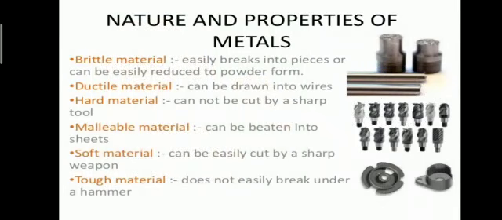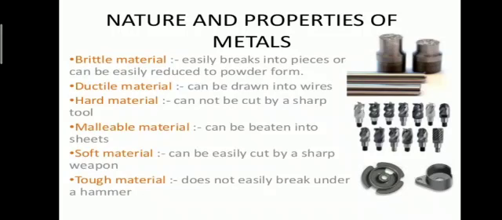Again, nature and properties of metals. First, metals can be brittle material, easily breaking into pieces and can be easily reduced to powder form. It means that most of the metals are in soft form. They are soft and can be easily broken into pieces and can be easily reduced to powder form. And you know that in powder form the metals will react easily.